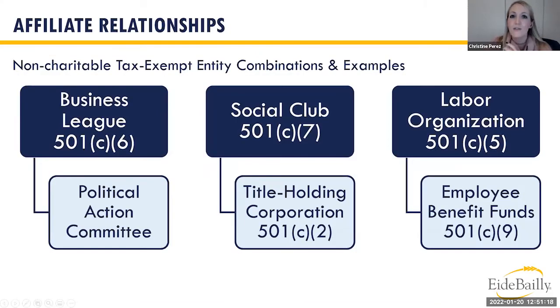And then our next slide covers affiliate relationships, maybe where we're looking at 2 tax exempt entities that don't receive charitable deductions. So this would be a case of, we've got a C6 and we're going to set up a PAC under 527. We've got a social club, and we need a separate title holding company to hold their property. Or we've got a labor organization under C5, and we need to set up the employee benefit funds here, or we need some pension and retirement funding, or it could be a voluntary employee benefit association or a VEBA. So these are different relationships where we've got an entity that's tax exempt, and we need to set up a separate entity structure that is also tax exempt to perform a separate activity.